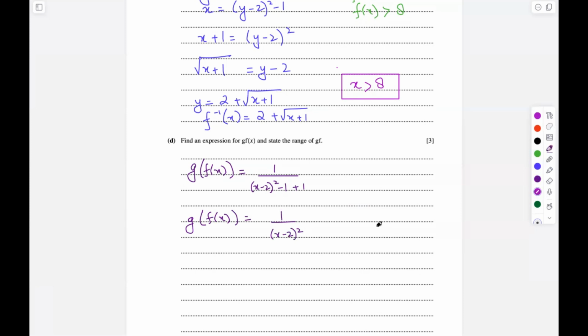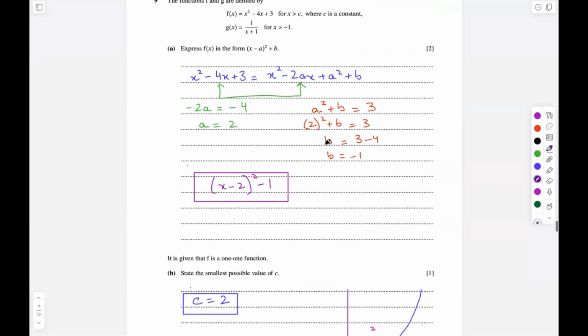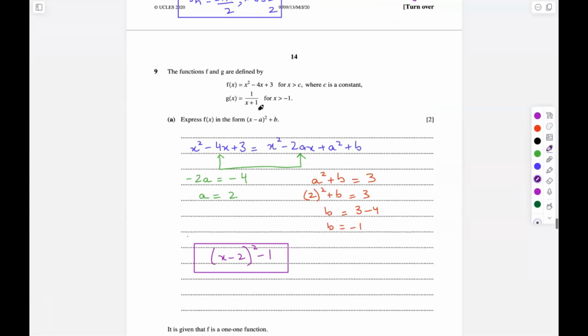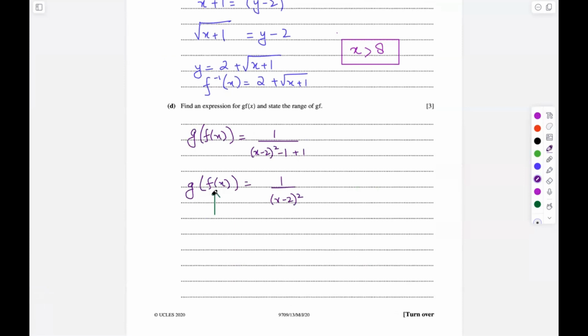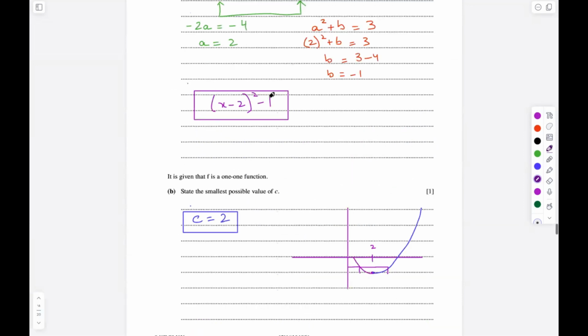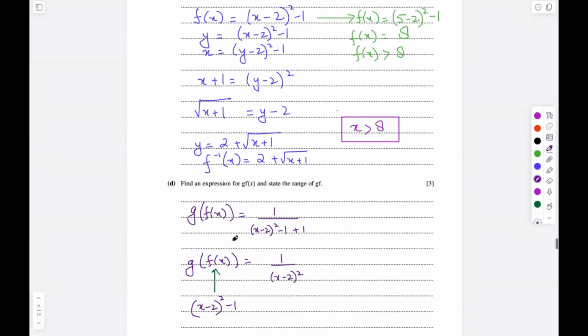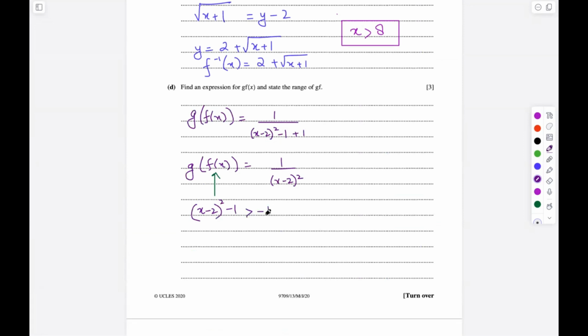Now to find the range of g of f, what we first must understand is that in the function g of f, in place of x, we have the values of f of x. So f of x was x is greater than c, and for g of x, x was greater than minus 1. So we can see that this function f of x must be greater than minus 1. So the function f of x was x minus 2 whole squared minus 1, and as the domain for g of x was x greater than minus 1, we can write that this will be greater than minus 1.